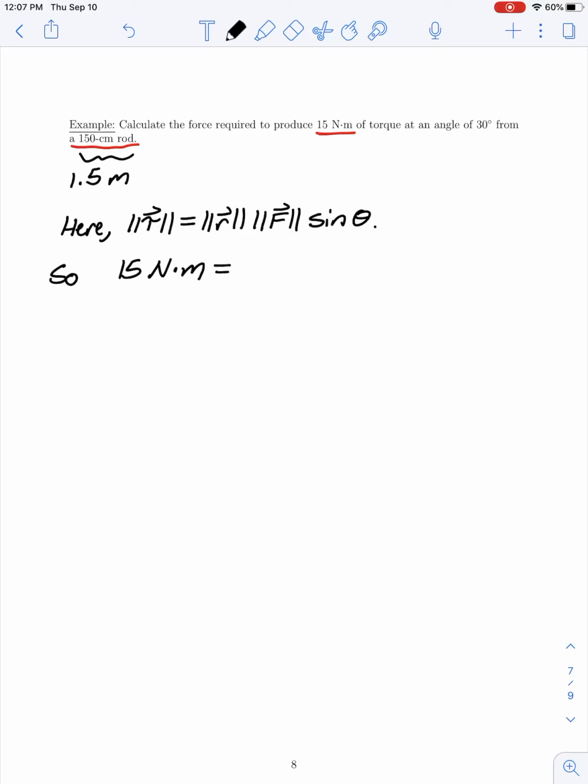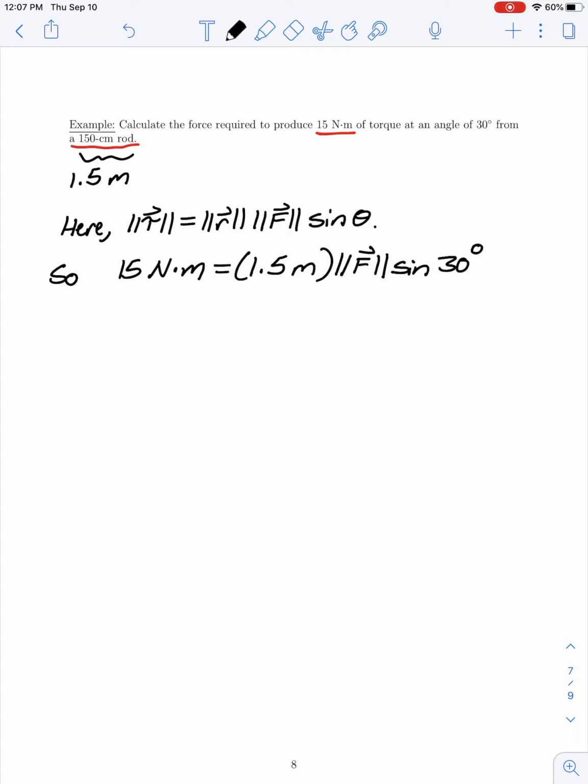Now that's equal to the magnitude of r, which is going to be the length along the rod, or this wrench, which was 150 centimeters, or to be consistent with our units, 1.5 meters, times the magnitude of our force, which is what we're interested in. We want the force required to produce this desired torque. And then times sine of theta, the angle between these vectors, which was given as 30 degrees.